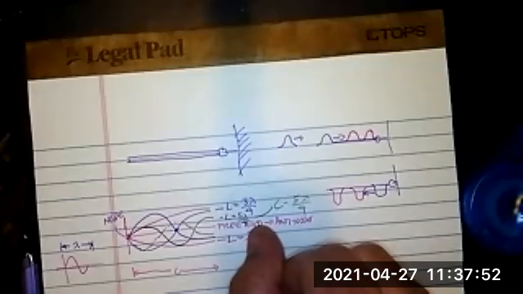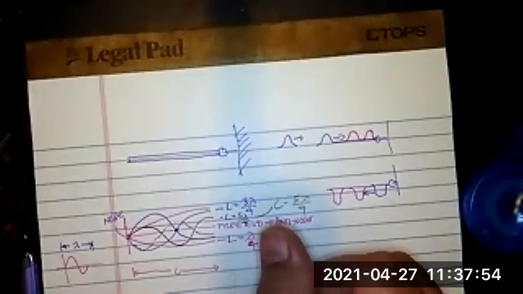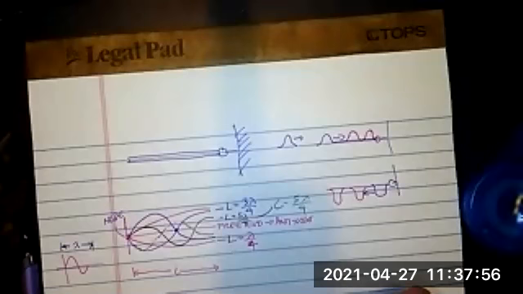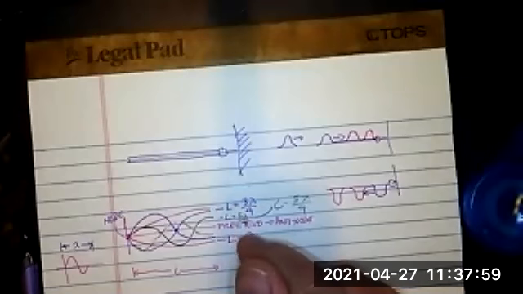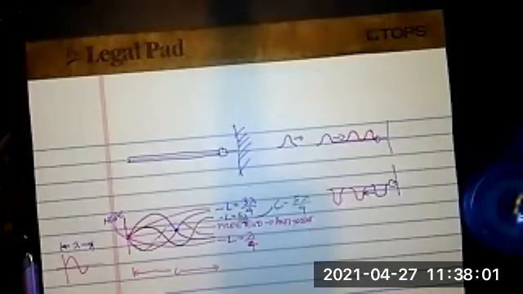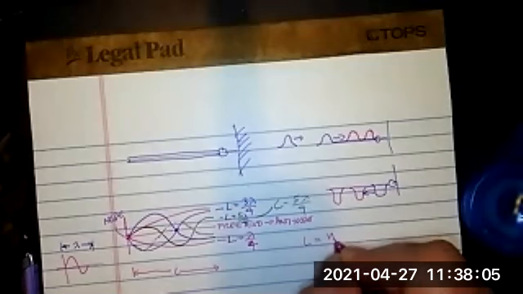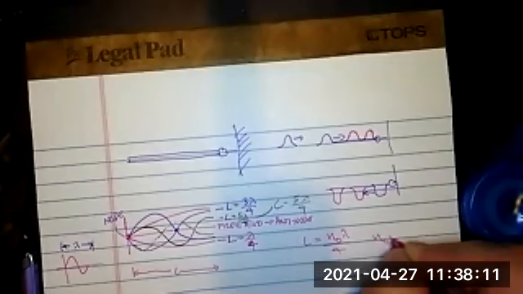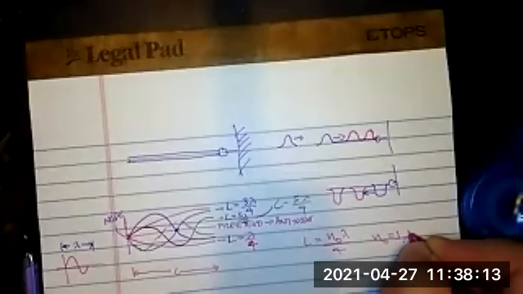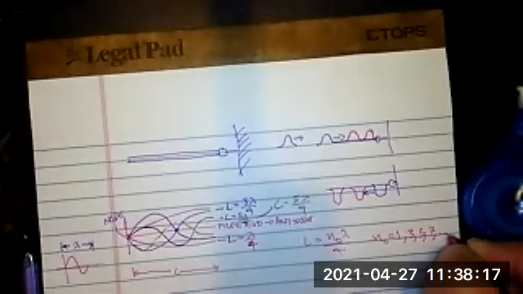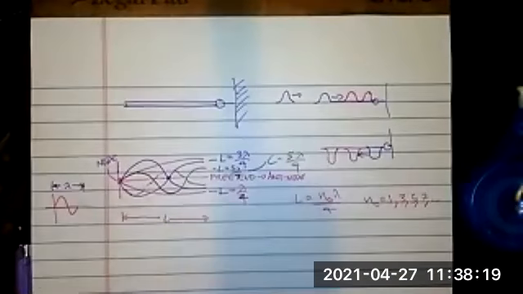And I think you see it's 1 lambda over 4, 3 lambda over 4, 5 lambda over 4. So really it is L is equal to N sub O, lambda over 4, where N sub O are the odd numbers, 1, 3, 5, 7, and so on. Those are all the standing waves you can get like this.